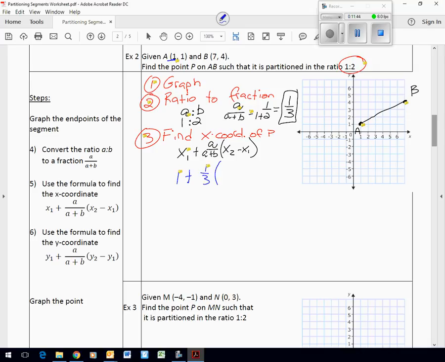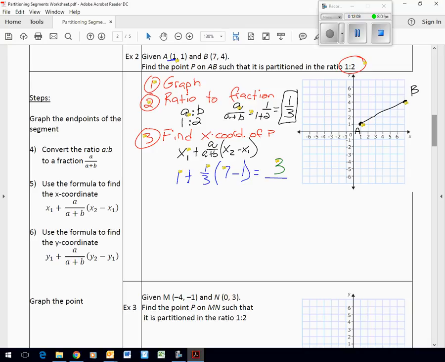1/3. Okay. What is the x coordinate of B? 7. 7 minus 1. Put all that in the calculator. What do I get? 3. Okay. 1 plus 1/3 times 7 minus 1.